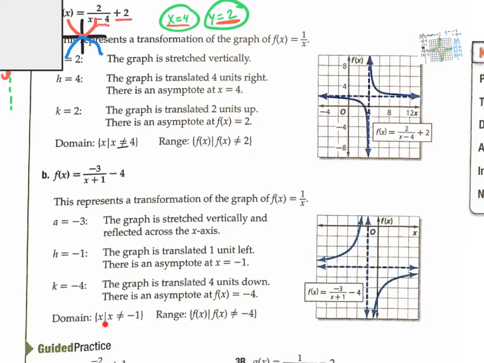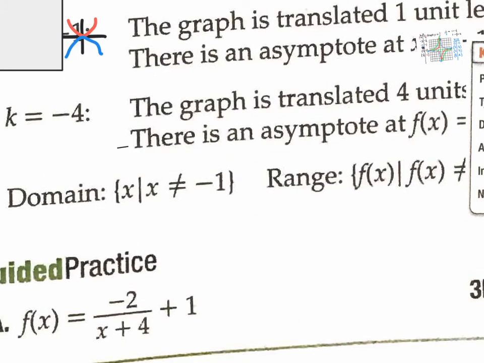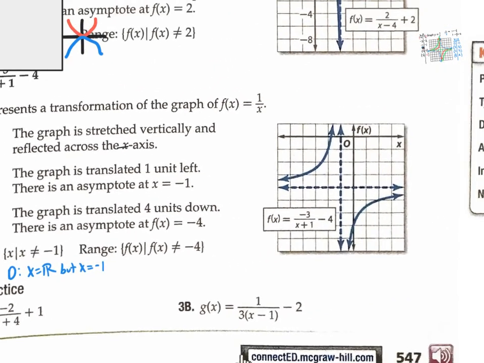So you could state it this way. I like to stick with our notation of saying, yeah, for the domain, x could be all real numbers, but x cannot be -1. Same thing for the y. For the range, the y values, y could be all real numbers, but y cannot be this -4 value. Okay, that's what they say here. The range, y cannot be -4.